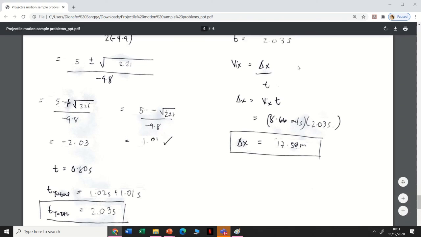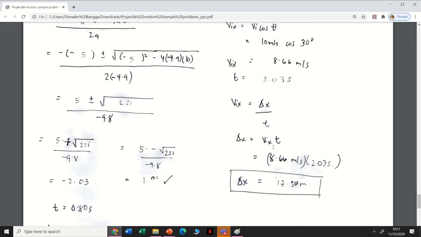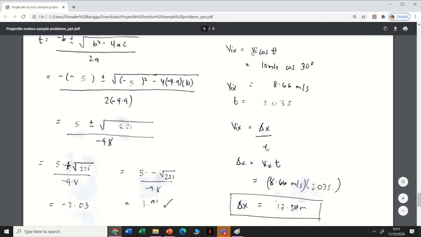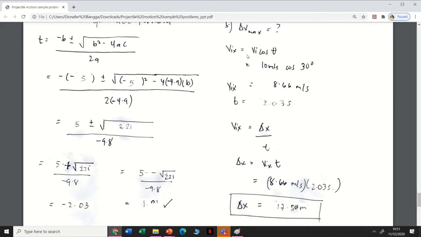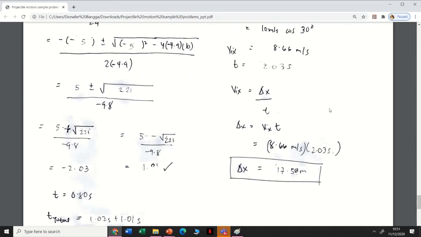And what are the values that we should be substituting in here? The Vix is the x component of the projectile's initial velocity, because it doesn't matter in which part of the projectile you get the x component; it is the same at every point. So it would give us 8.66, and for the time we need to use the total time, because we are looking for the total distance along the x-axis. That's why we use 2.03 as our time. So it would give us 17.58 meters for the delta x.